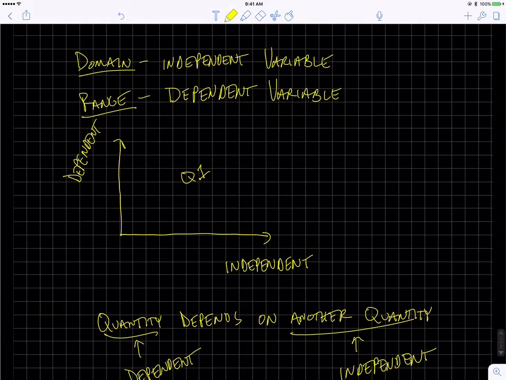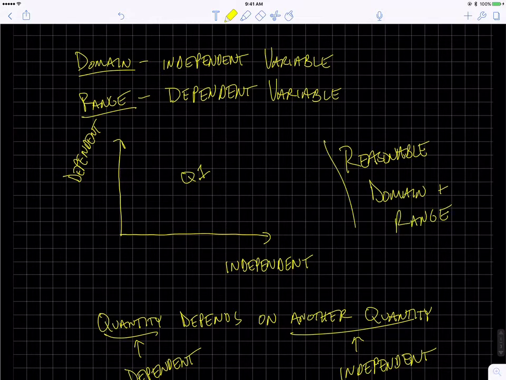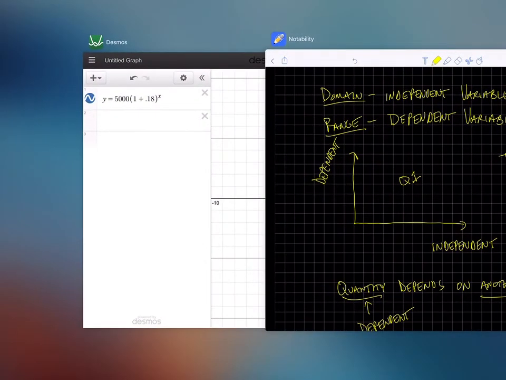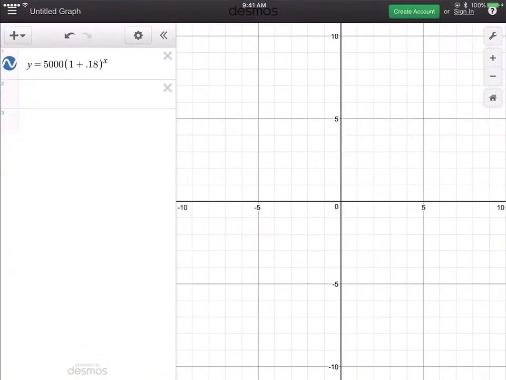So we want to talk about sketching reasonable graphs and deciding on a reasonable domain and range. And let me tell you why we're considering this. As I talk with Mr. Zuka about the course, he says things like, what if we give him a problem like this? So you can see that I have an equation typed in here into Desmos, and I should see a graph. This is my standard window. The domain goes from negative 10 to 10, and the range also goes from negative 10 to 10.